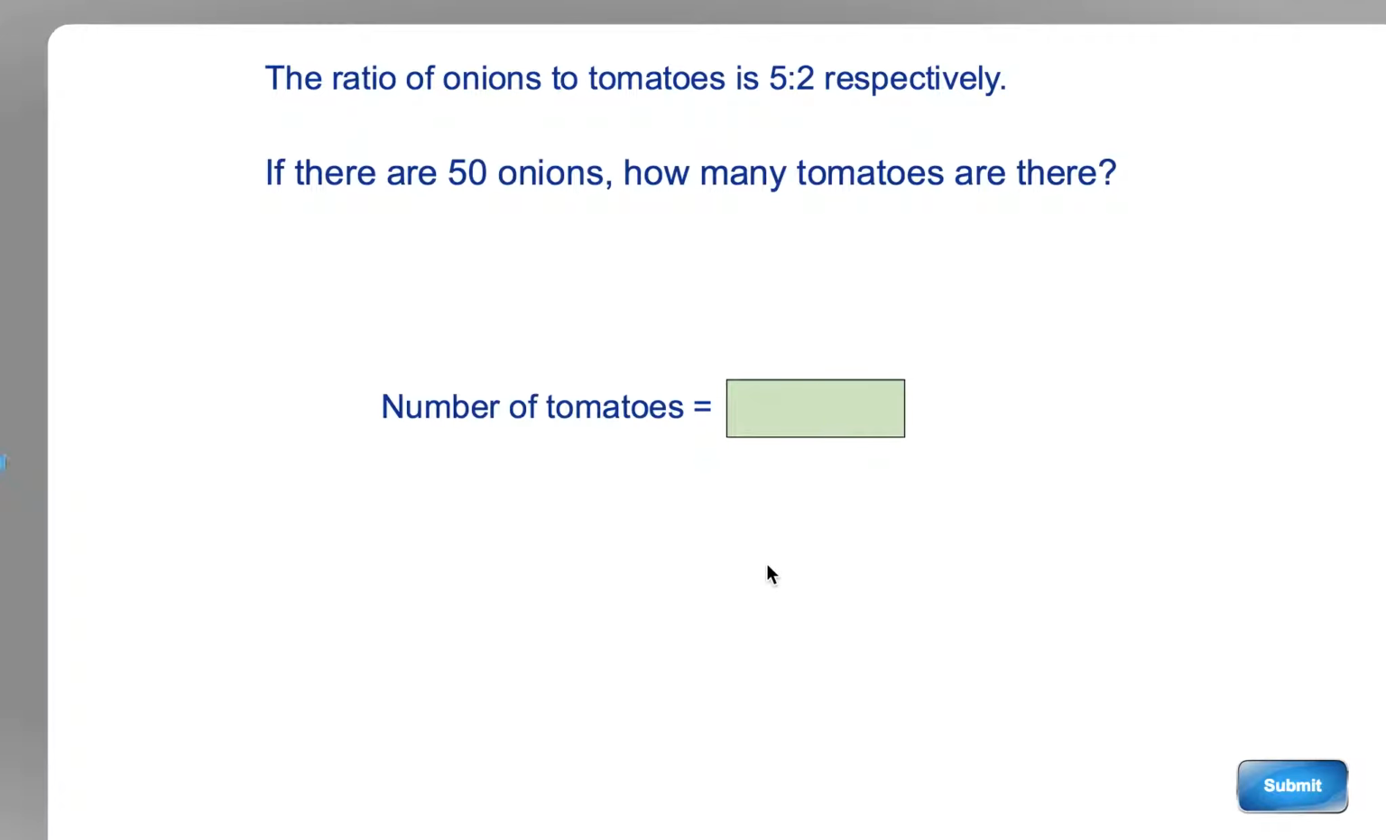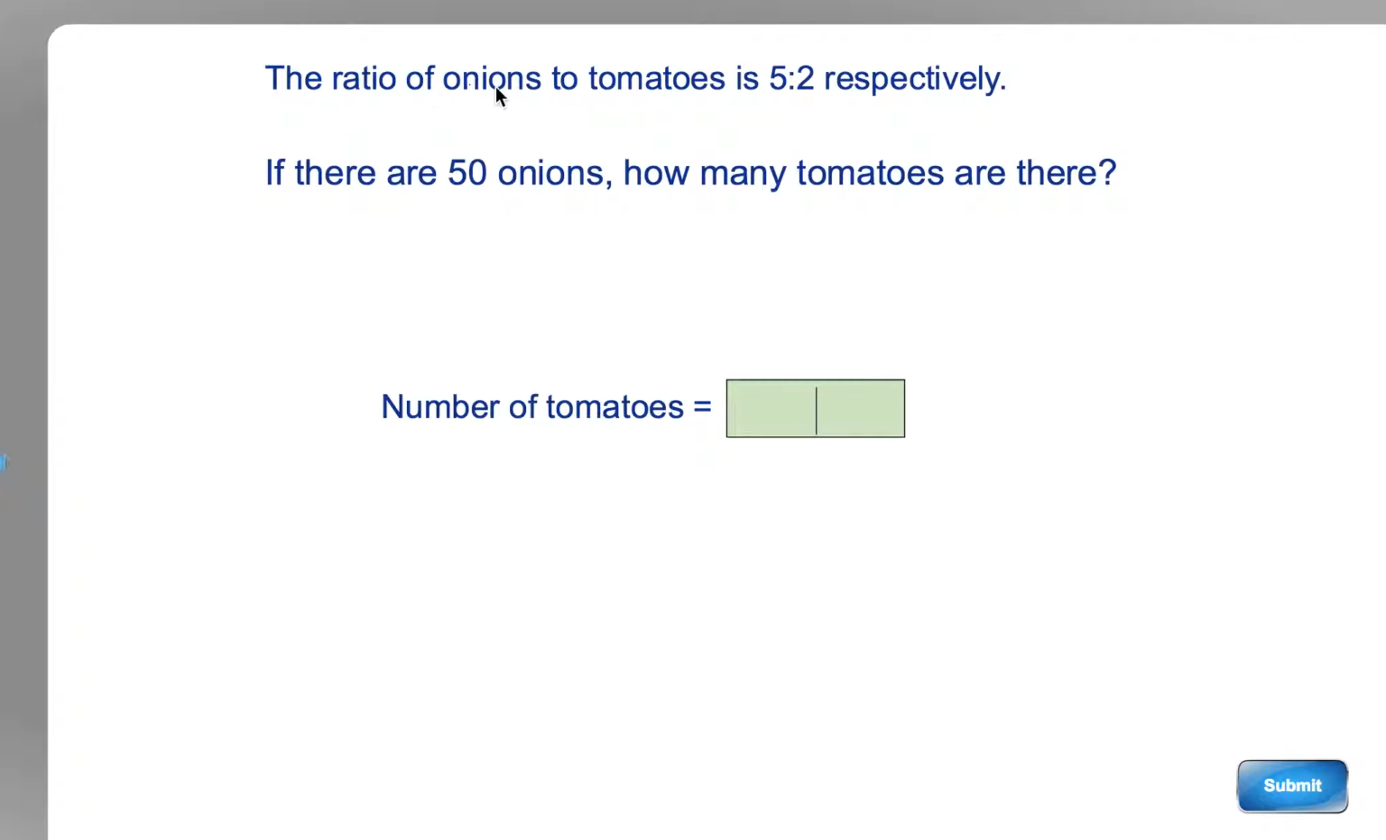Ratios and proportions are a certain type of algebra. They tell you how many of one thing you've got if you've got a certain number of something else. In this case, it's onions and tomatoes, and it says the ratio of onions to tomatoes is 5 to 2.